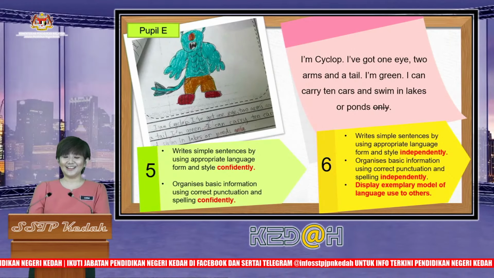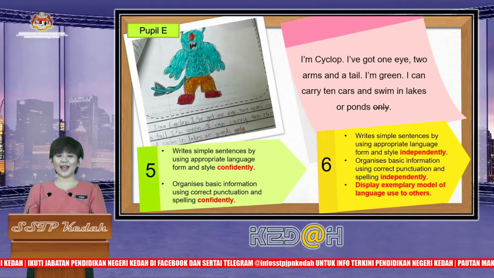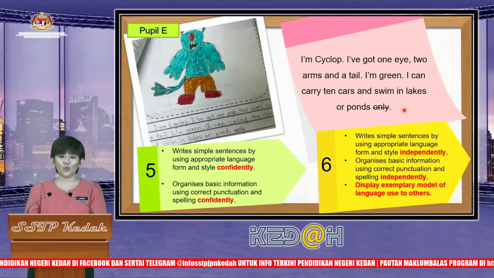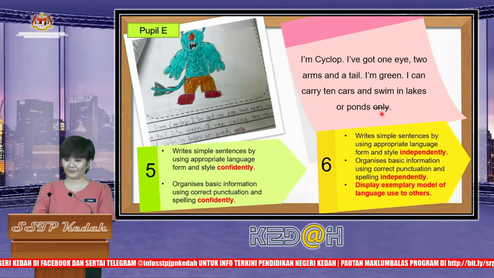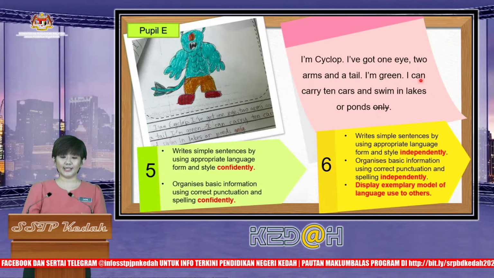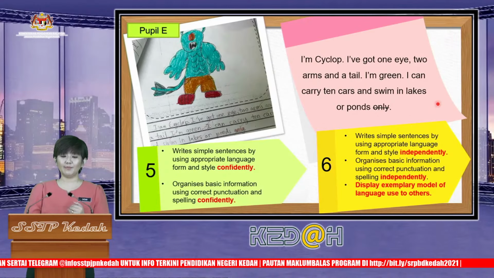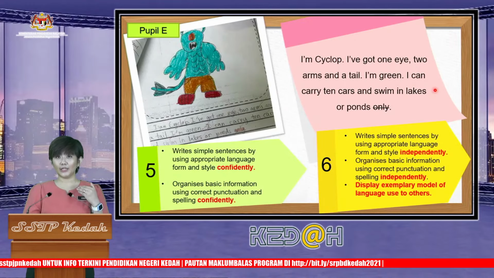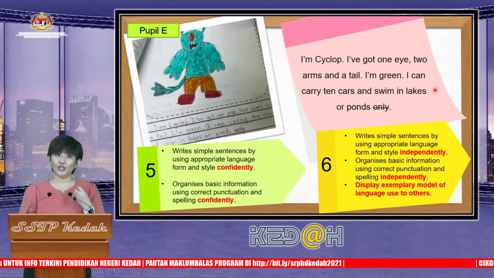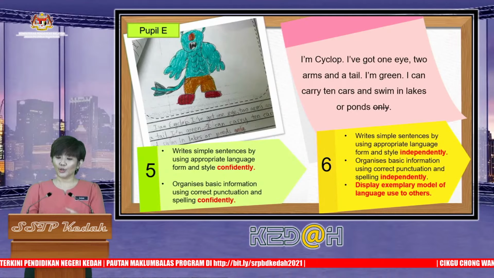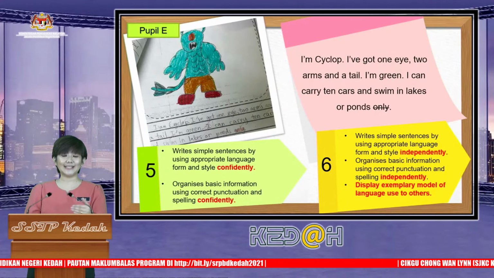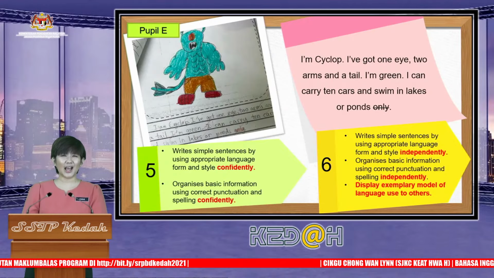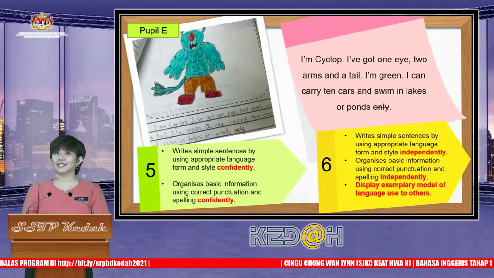Okay, so this is pupil E. So he could express his very own idea in written form with one very minor mistake here. So what he does here, he says, I can carry 10 cars and swim in lakes or ponds only. So it means that he has that idea and he could transfer that idea into language, right? So his language use had probably exceeded the expectations of an A1 low. So with this, I would probably give him a 6.